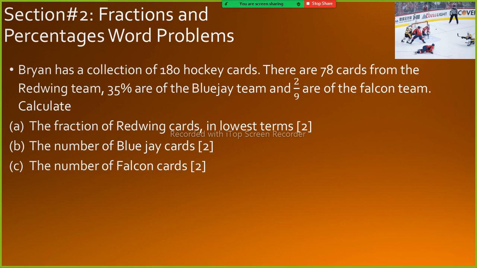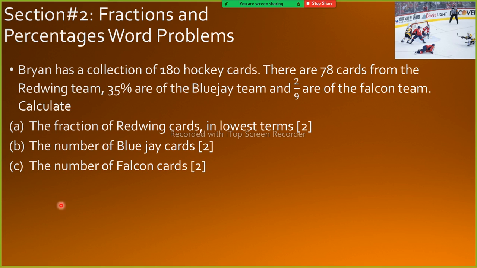So again, we have Brian. Brian has 180 cards. Okay. 78 of these cards are from the Red Wing team, right? 35% are from the Blue Jay team, and 2/9 are from the Falcon team. So the first thing that they want us to do is to figure out, hey, what's the fraction of Red Wing cards that he has? Okay, what's that fraction?